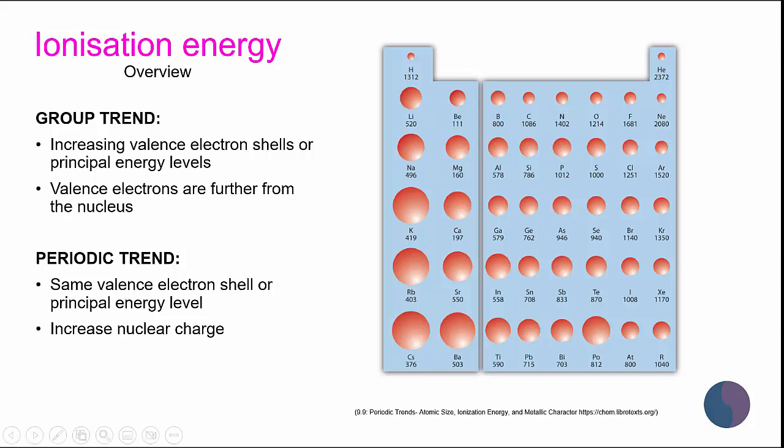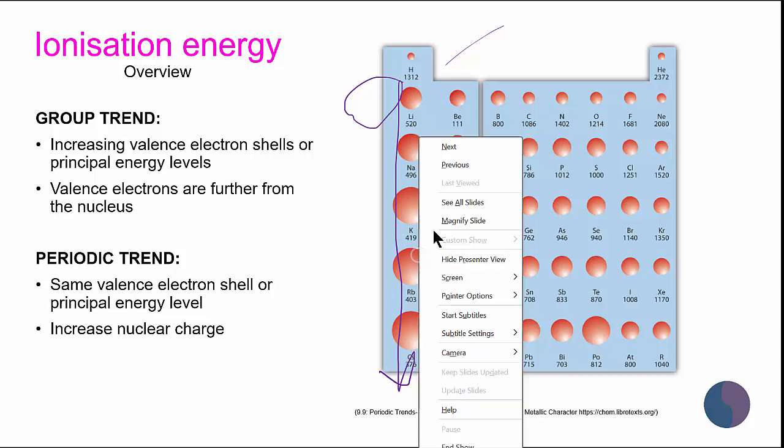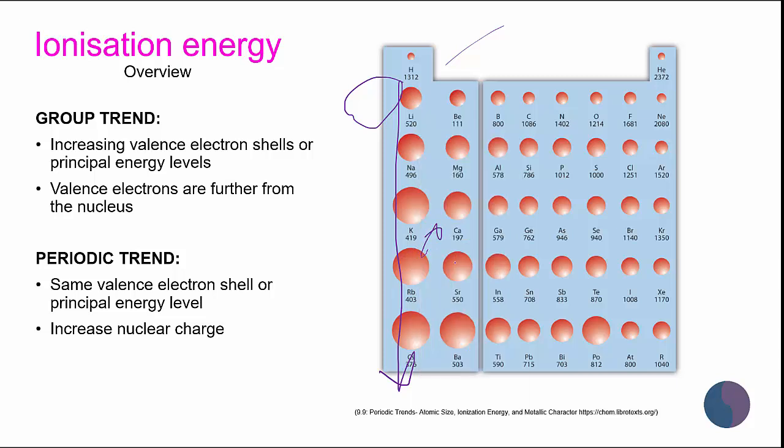So, increasing valence electron shells going down the group. Therefore, removing an electron is very much easier because it is further away from the positive nucleus. And the general overview across a period is it is the same shell, same distance from the nucleus, but the nuclear charge is increasing. Therefore, it gets harder and harder to remove the electron. So the ionization energy increases across and decreases down.